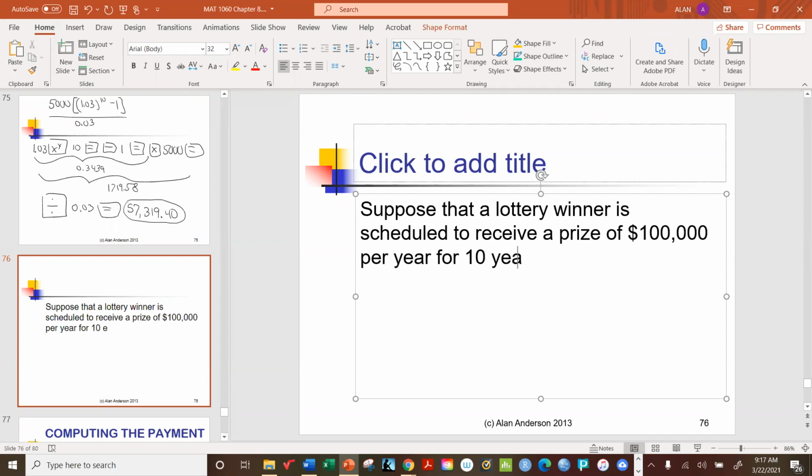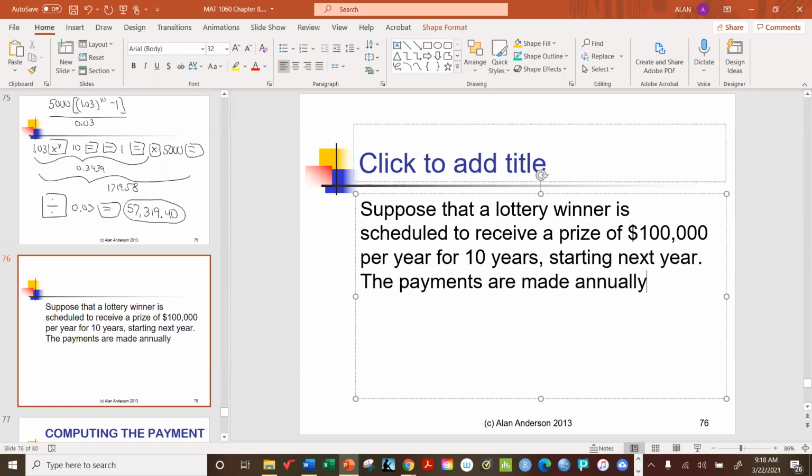for 10 years. By the way, I do want to mention here that normally these types of annuities, the payments do not typically start immediately. They typically start in 1 year. If not, we have to adjust the formula. So we'll just assume from now on the payments start 1 year in the future, or one period. The payments are made annually. The rate of interest is, let's say, 6% per year.